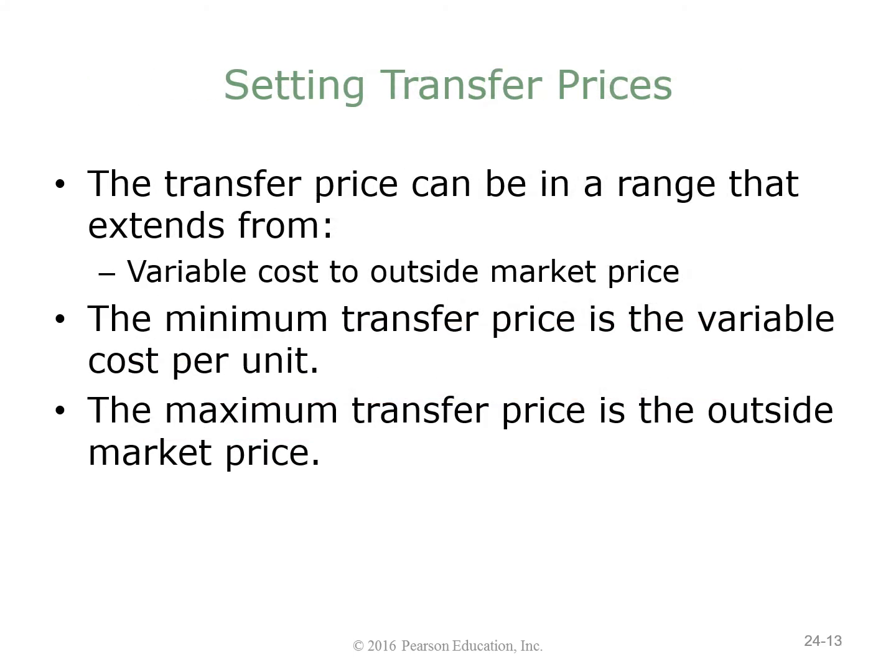The transfer price can be in a range that extends from variable cost to outside market price. Maybe I will calculate it according to the variable cost. The minimum transfer price is the variable cost per unit, as we know, according to the relevant cost decisions. And the maximum is the price outside the company, which is the market price. So the transfer price will range from only covering the variable cost, the relevant cost, as we used to say in relevant costing, up to the maximum, which will be the market price that you can sell that product for in the market.